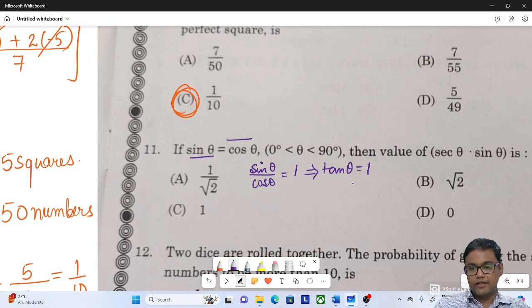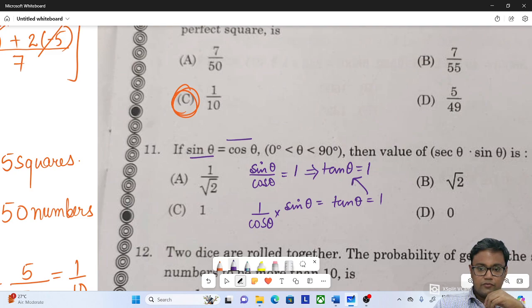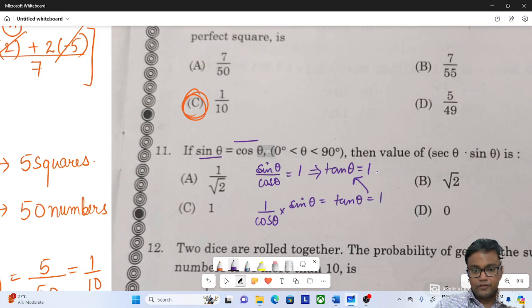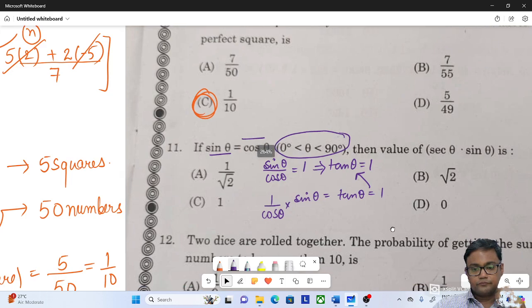Sec theta into sin theta is what we have to find. So sec theta is 1 upon cos theta into sin theta, right? So it becomes tan theta, and we already have established from the above relationship that tan theta is equal to 1, right? So theta must be 45 degrees if it is in the first quadrant.